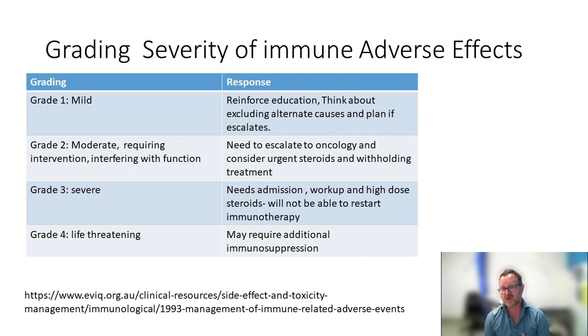For simple toxicities or grade 1 toxicities, the issues, apart from symptomatic management, are reinforcing the education, thinking about alternate causes of their toxicity, and making a plan for support if it escalates. We certainly do see grade 4 life-threatening toxicities, and these may require additional immunosuppression like infliximab.